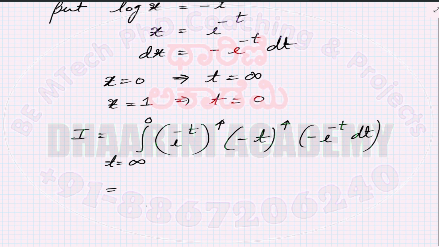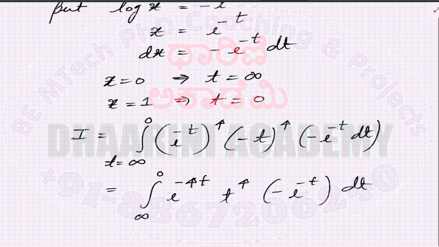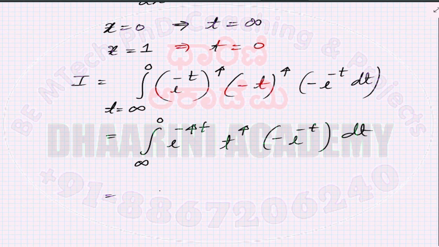Alright, so I can rewrite this as the integral from infinity to 0 of e to the power minus 4t, into minus t to the 4, which is simply t to the 4, into minus e to the minus t dt. This minus I can cancel by flipping the limits of integral, so it is 0 to infinity. Let me club the e to the powers: e to the power minus 4t and minus t is e to the power minus 5t, into t to the 4 dt.